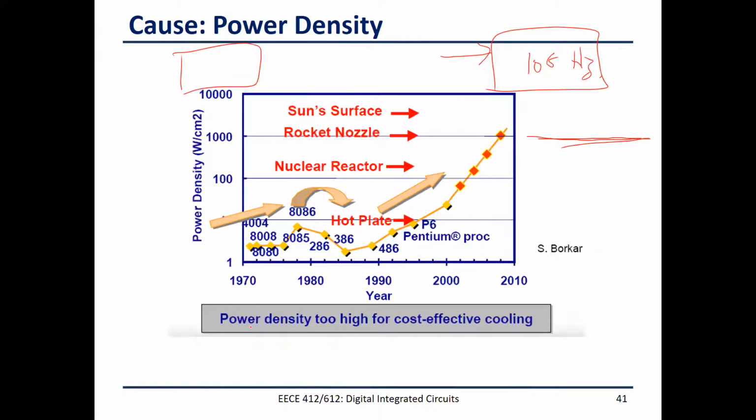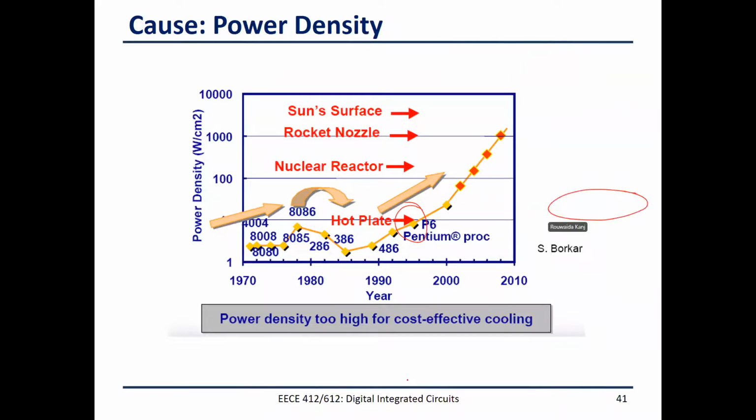Why? Because if we look at this graph here, does anybody know what's the hot plate? Does anyone know what a hot plate is? Well, it is called that in Lebanon, and we have this plate which grandmas put chestnuts on or put the coffee on, which we plug into the electricity and we warm our hands with. So this hot plate is here and the Pentium 6 is very close to it. And then this is the nuclear reactor and the sun surface.